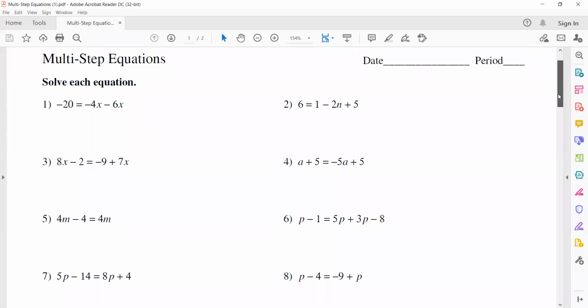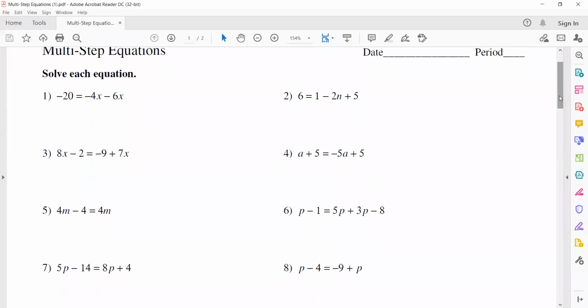So we're going to just look at the odd number problems to begin with. I got to clean the board here.